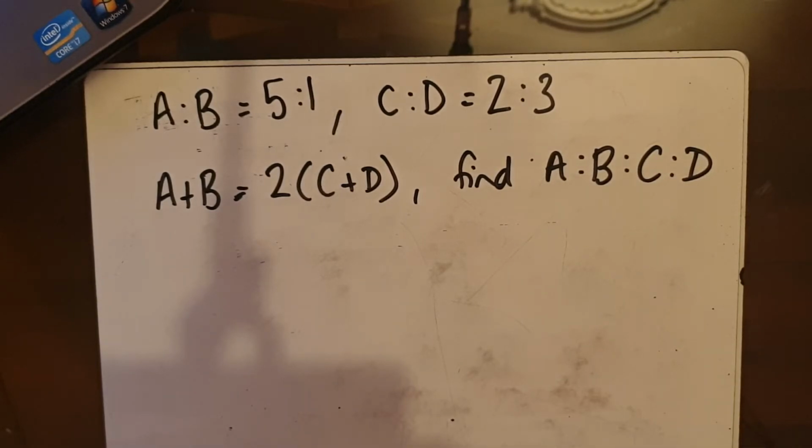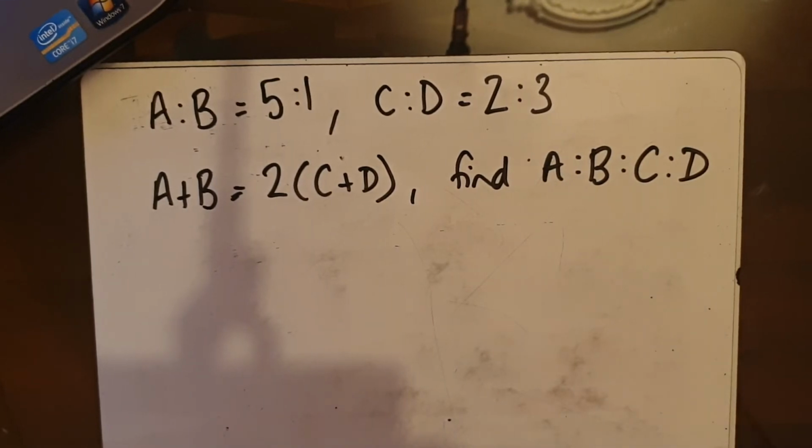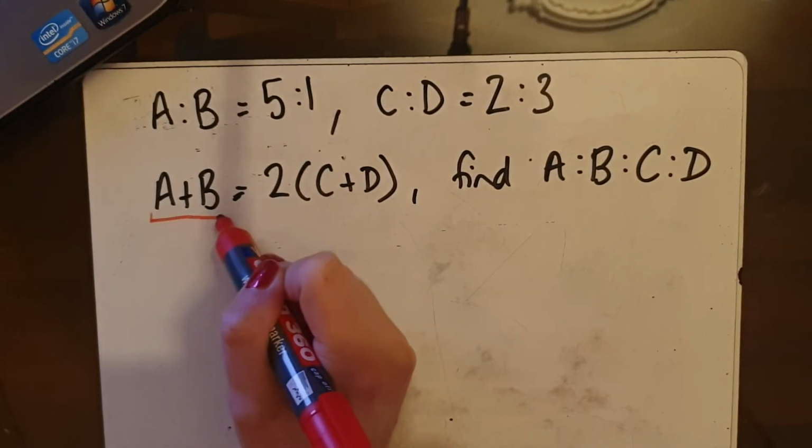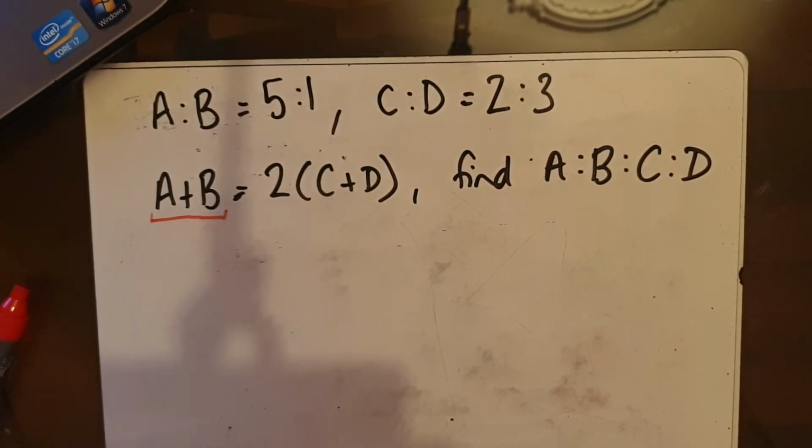If you want to pause the video now and have a go at this, please do. This is quite a tricky question. It involves a little bit of logic, and then I'm going to go through it. So this equation here, it's got A plus B and it's got C plus D.